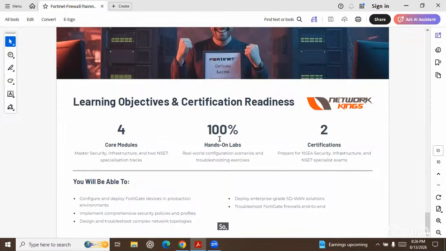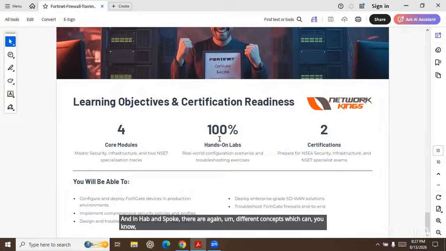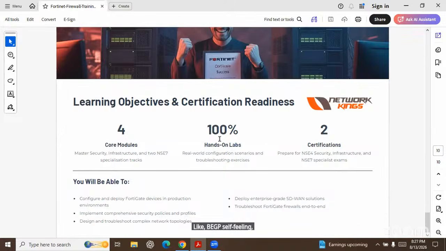In the FortiGate SD-WAN documentation also there are a few different designs like hub and spoke, dual hub with spokes, and AD-VPN. And in hub and spoke there are again different concepts which we can configure using route tagging attributes, like BGP self-healing, where we will define a few SLAs, and those SLAs will be matched using route tags.